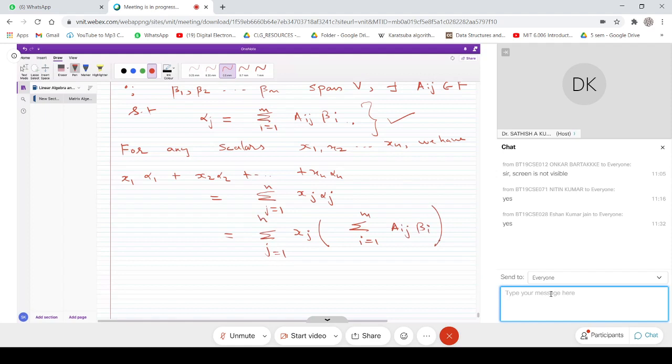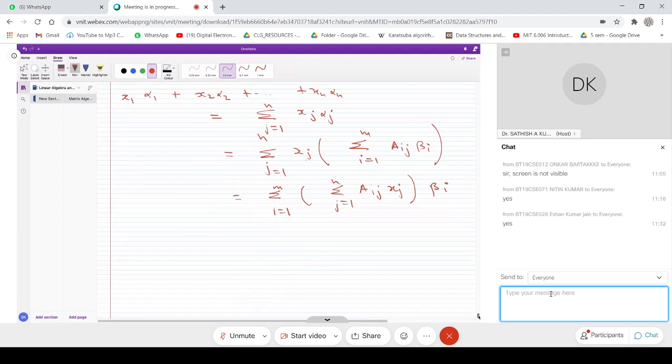Now these summations can be interchanged, so this can be expressed as summation over i equal to 1 to m, and then summation over j equal to 1 to n. I'm writing scalars separately and vectors separately. Beta i is a vector, xj is a scalar, aij is a scalar. So these two are scalars and this is a vector.